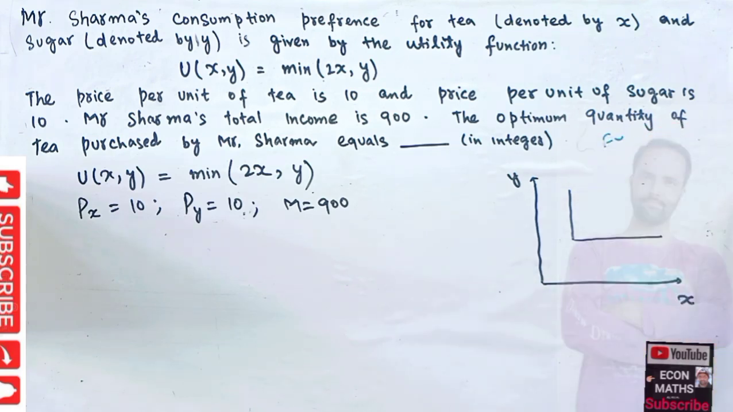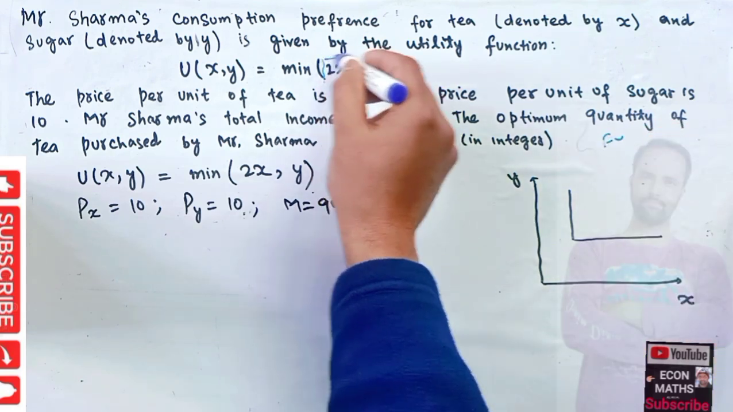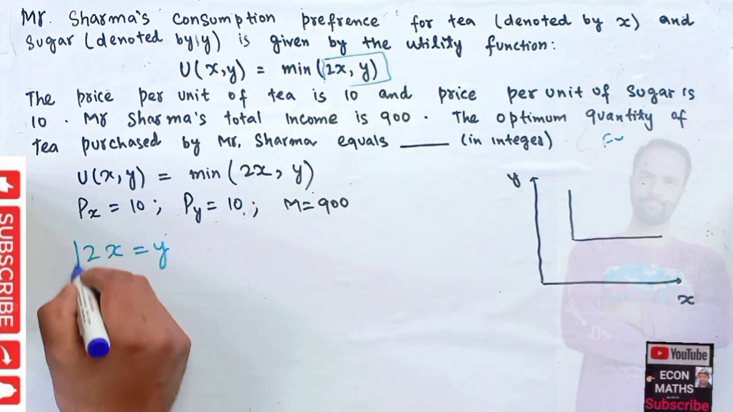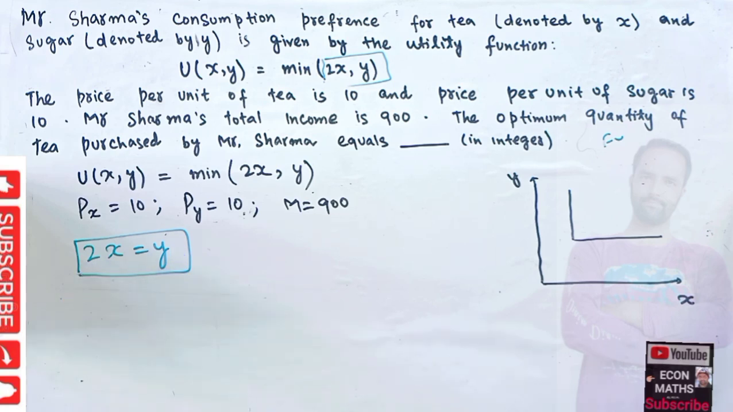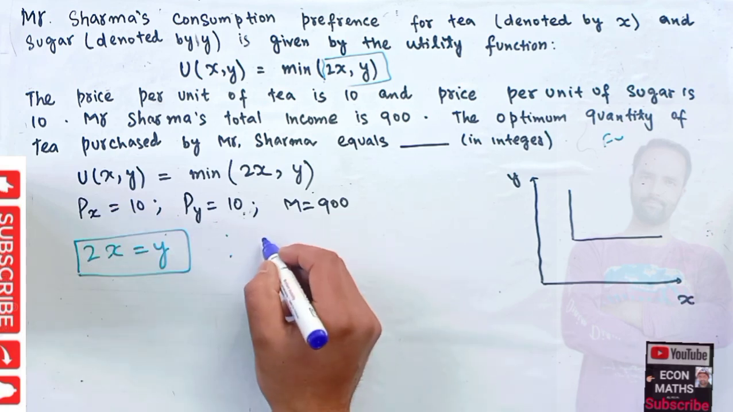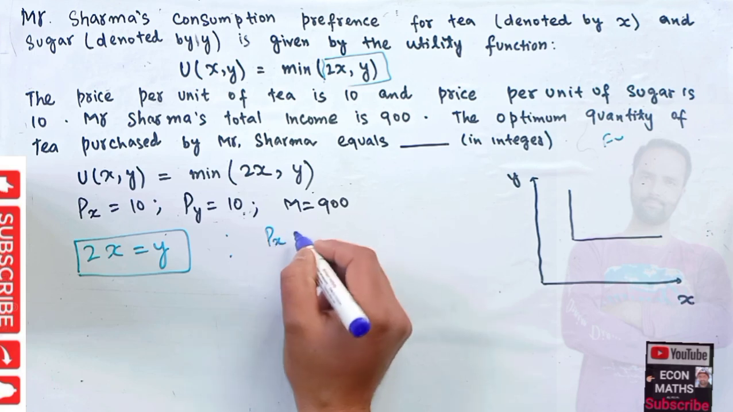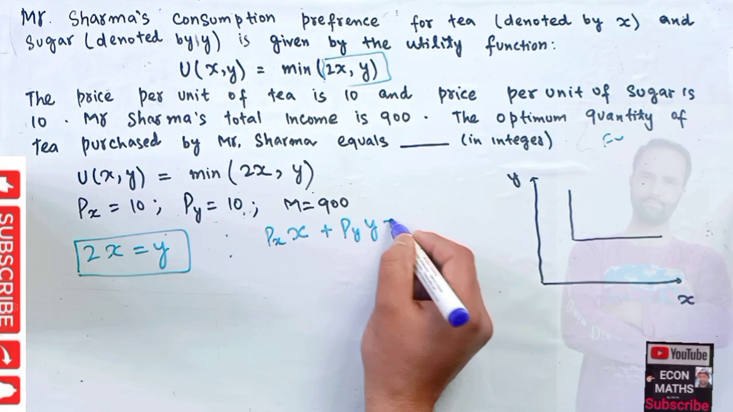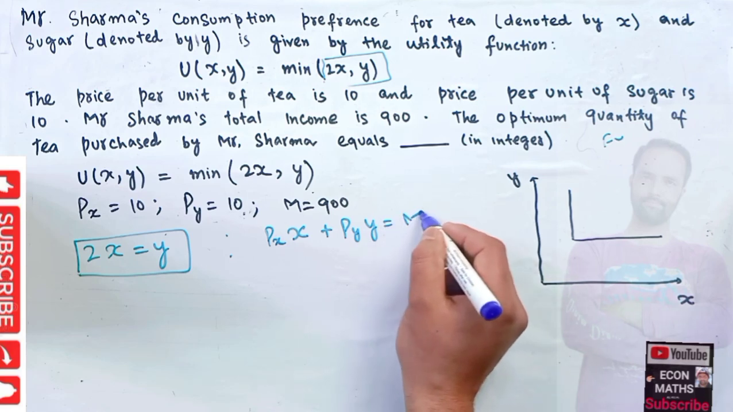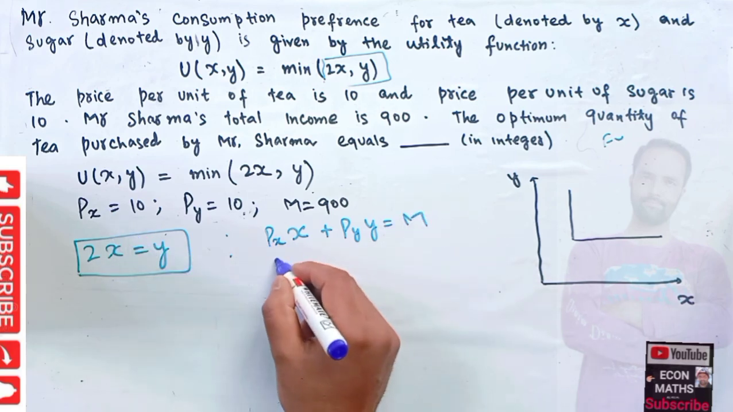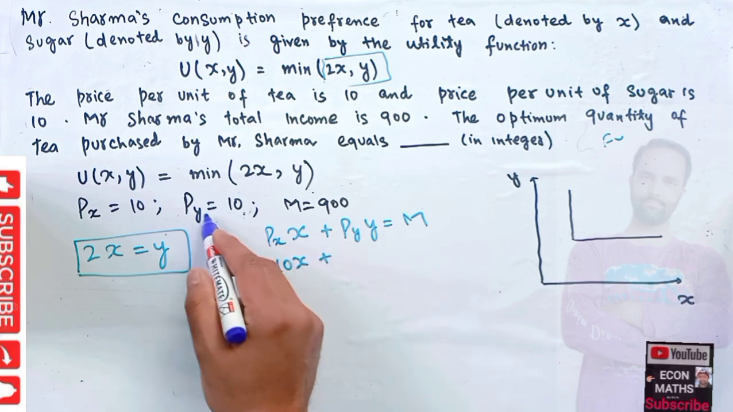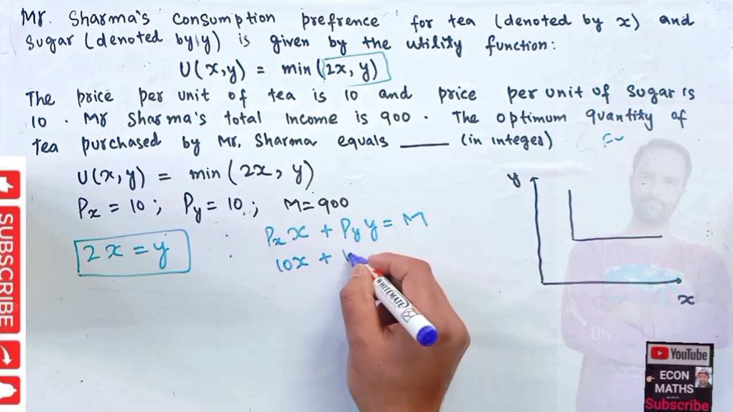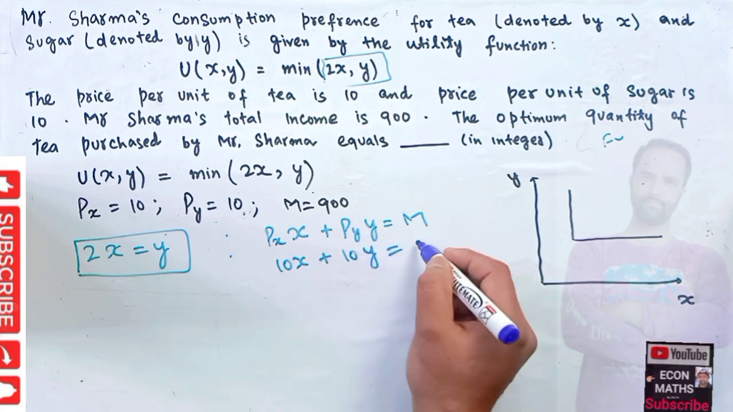So how do we solve this? We just need to equate 2x is equal to y. Then what will be our budget constraint? Budget constraint is simply price of x into units of x plus price of y into units of y, which should be equal to the income. The price of x is given as 10, so 10x plus the price of y is also 10, so 10y should be equal to 900.